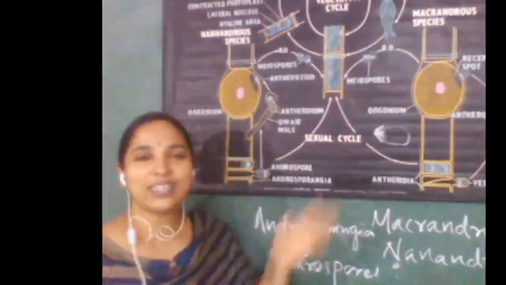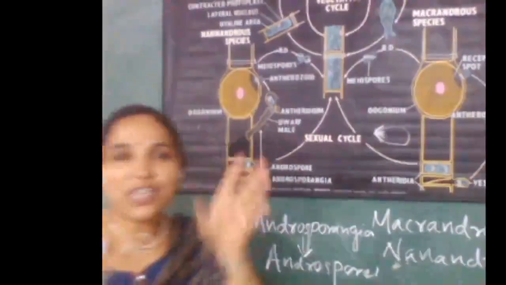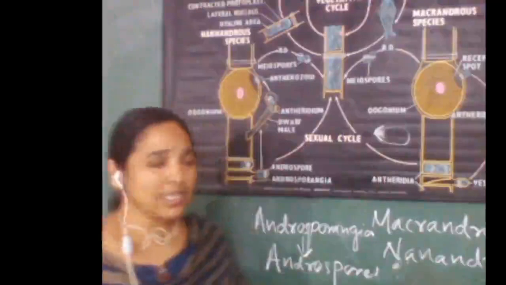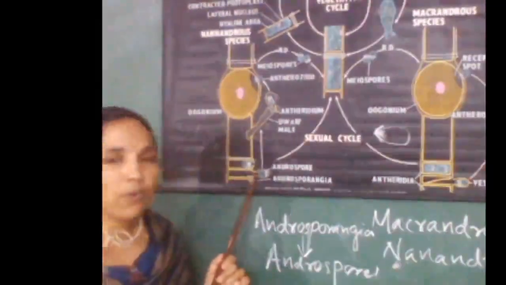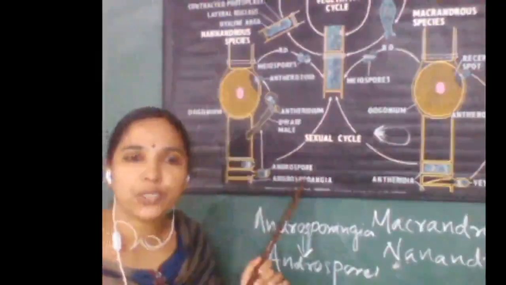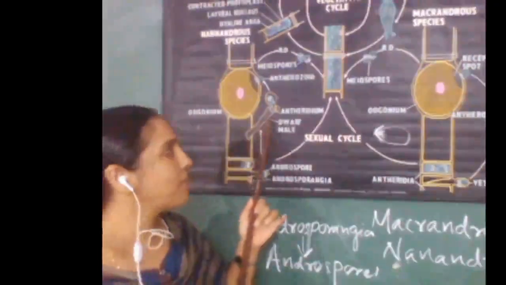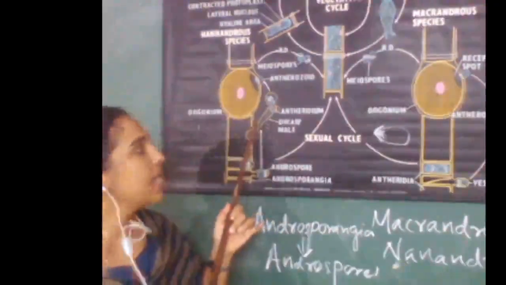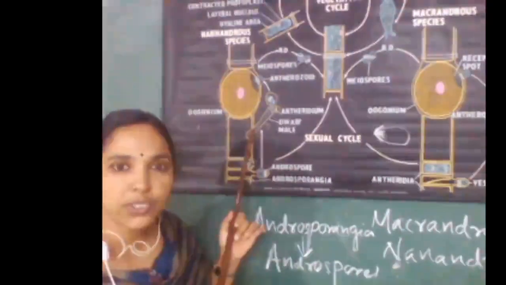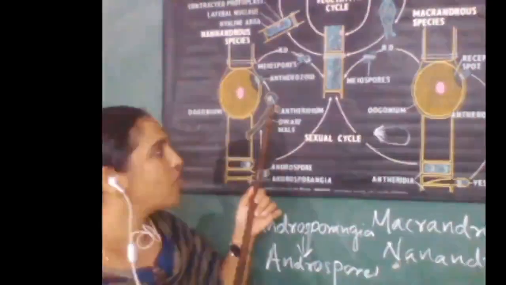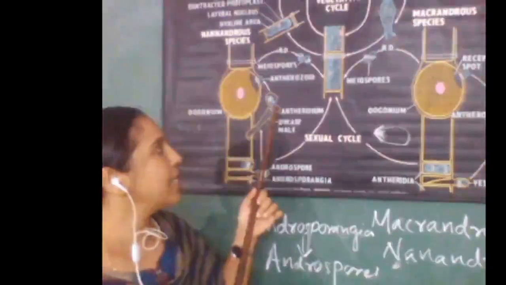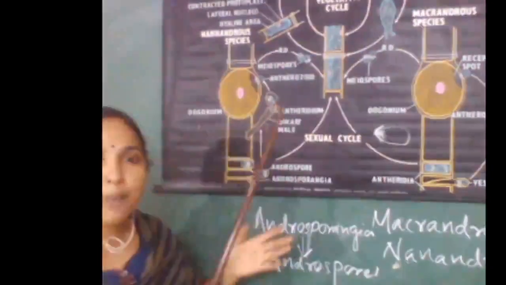So, that is actually a somewhat confusing way. How does it produce the androzoids? Here Androsporangia produces androspores. Androspores germinate and produce the dwarf male or Nanandria. The dwarf male contains a short stalk and at its tip what? Antheridium. Antheridia produces androzoids.